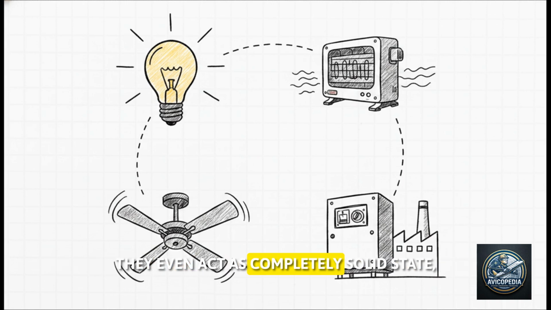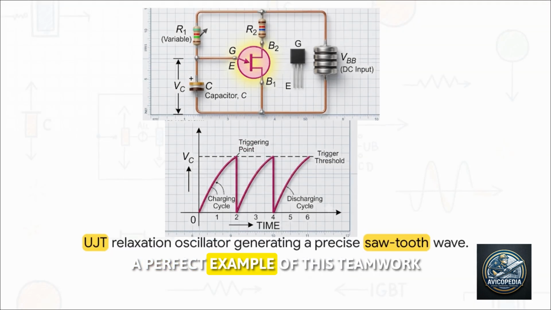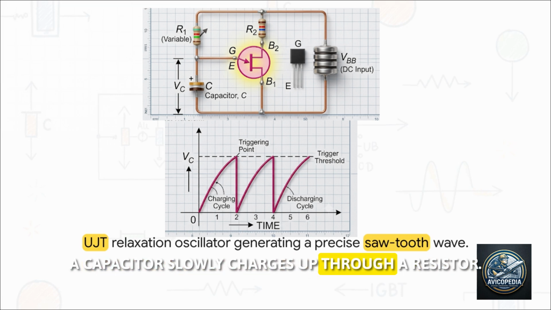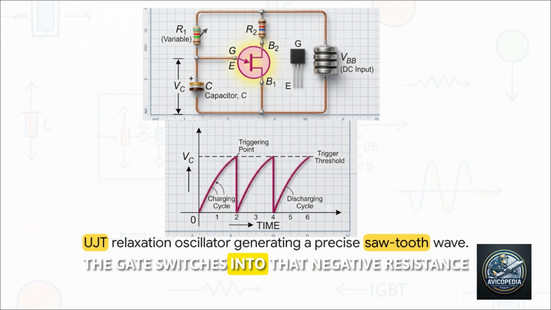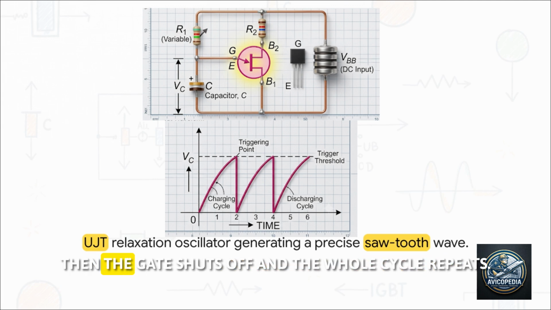They even act as completely solid-state, high-power industrial AC switches that never wear out because there are absolutely no moving mechanical parts to break. A perfect example of this teamwork is the UJT relaxation oscillator. Just look at the beautiful simplicity of this circuit. A capacitor slowly charges up through a resistor. The very moment it hits the UJT's specific peak point voltage, the UJT switches into that negative resistance mode, instantly discharging the capacitor. Then, the UJT shuts off, and the whole cycle repeats.